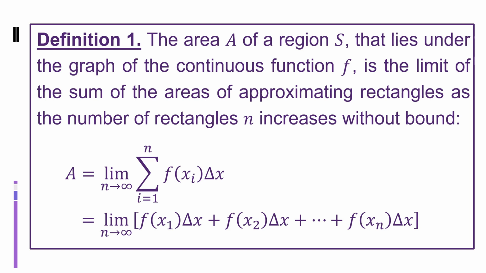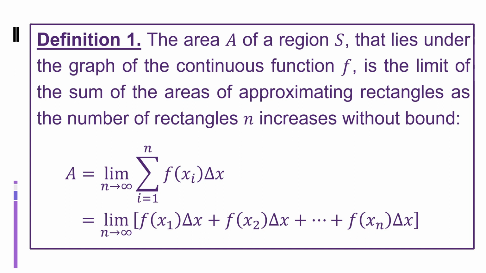This leads us now to our definition number 1, which says that the area A of a region S that lies under the graph of a continuous function f is the limit of the sum of the areas of approximating rectangles as the number of rectangles n increases without bound.